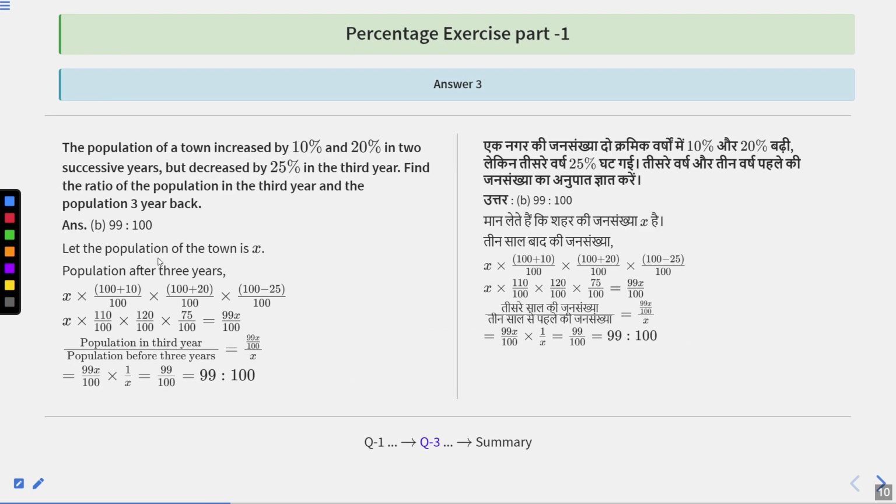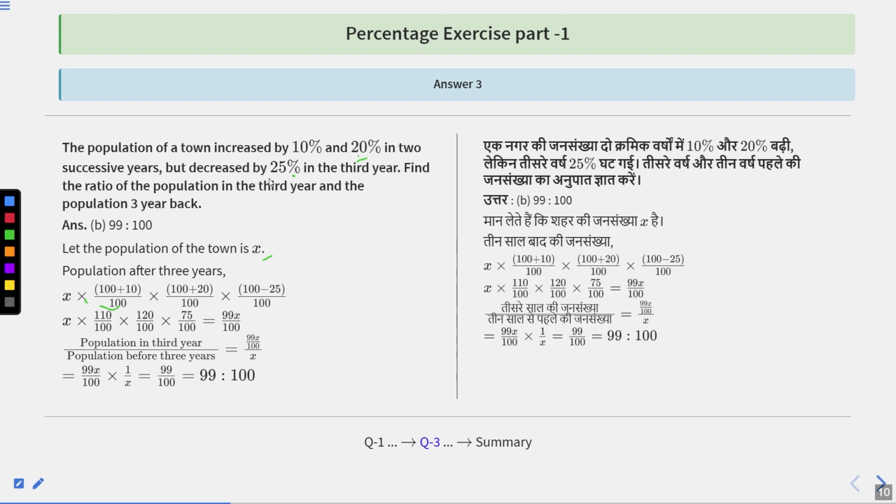Now, let the population of town be x. So the population after 3 years is going to change because the rate of every year, 10% and 20% increase and 25% decline, has been given in the question. So after the first year, there is an increment of 10%. That means initial population into 100 plus 10, because increment of 10%. That is why 110% into. In the second year, there was an increment of 20%. That is why 100 plus 20 upon 100.